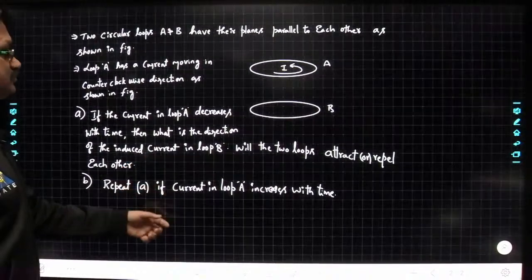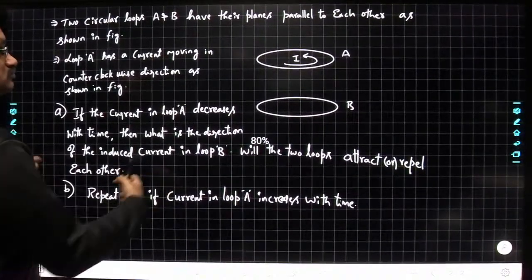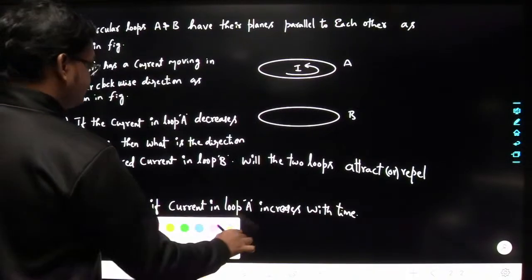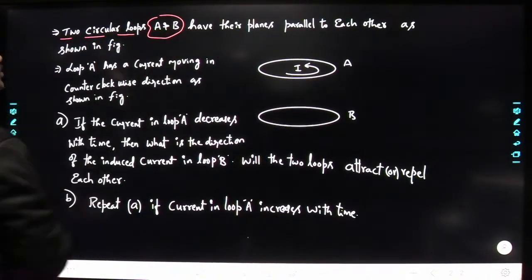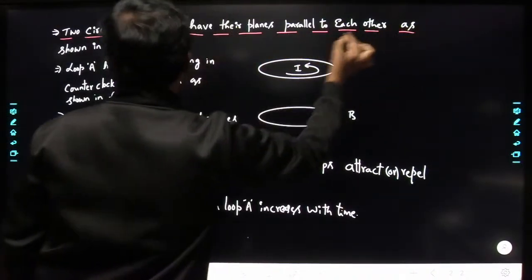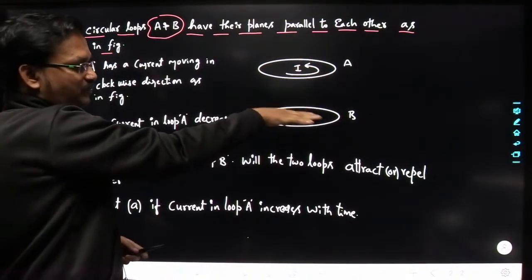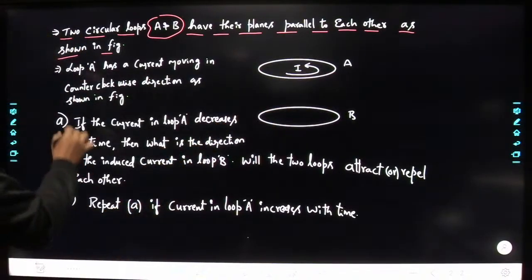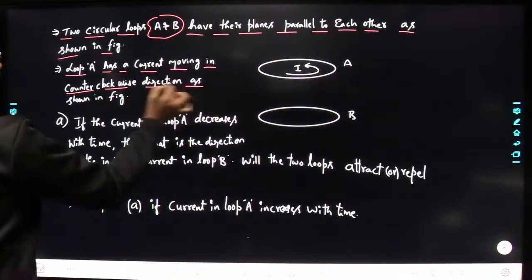What is the question? See here what they are asking. So they have given two circular loops A and B. Two circular loops A and B have their planes parallel to each other as shown in figure. So this is loop A and this is loop B. So their planes are parallel to each other. Understood? Okay. So loop A has a current moving in a counterclockwise direction as shown in figure.